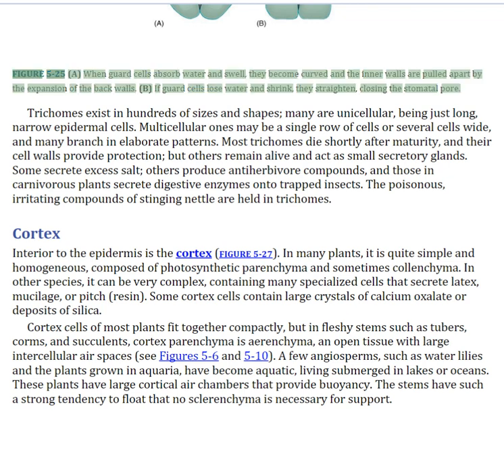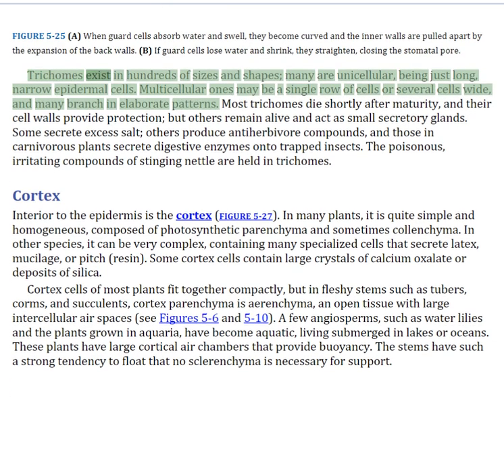Figure 5.25. When guard cells absorb water and swell, they become curved and the inner walls are pulled apart by the expansion of the back walls. If guard cells lose water and shrink, they straighten, closing the stomatal pore. Trichomes exist in hundreds of sizes and shapes. Many are unicellular, being just long, narrow epidermal cells. Multicellular ones may be a single row of cells or several cells wide, and many branch in elaborate patterns.